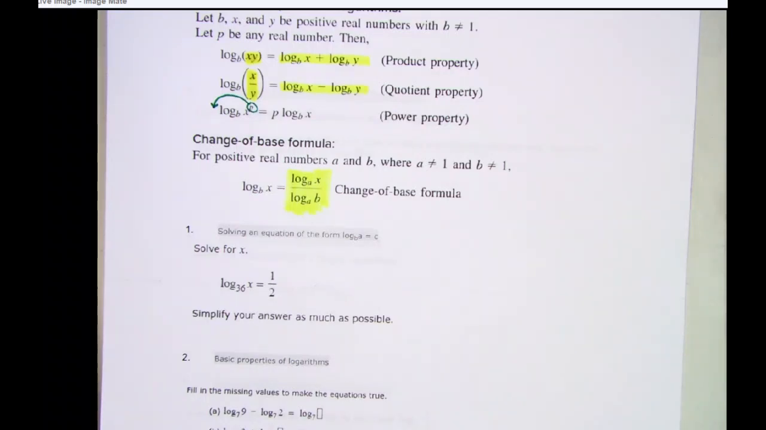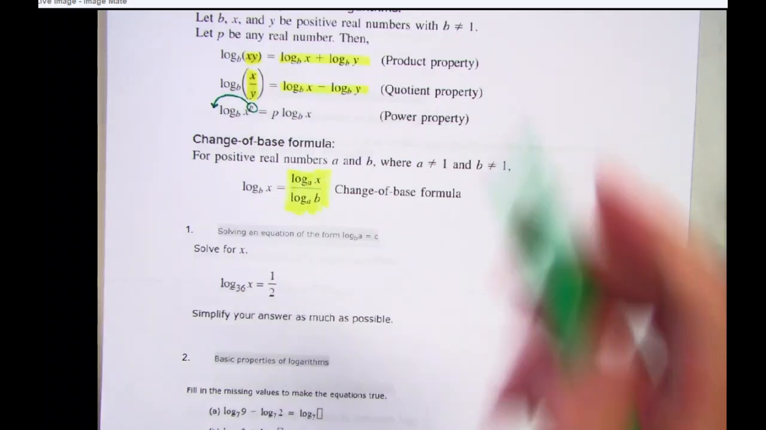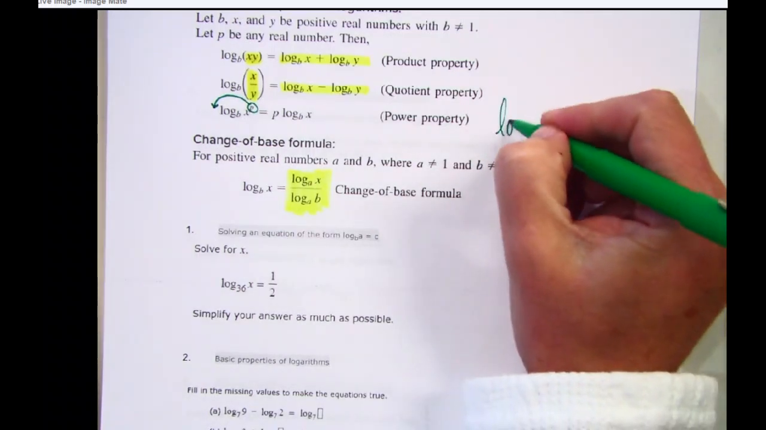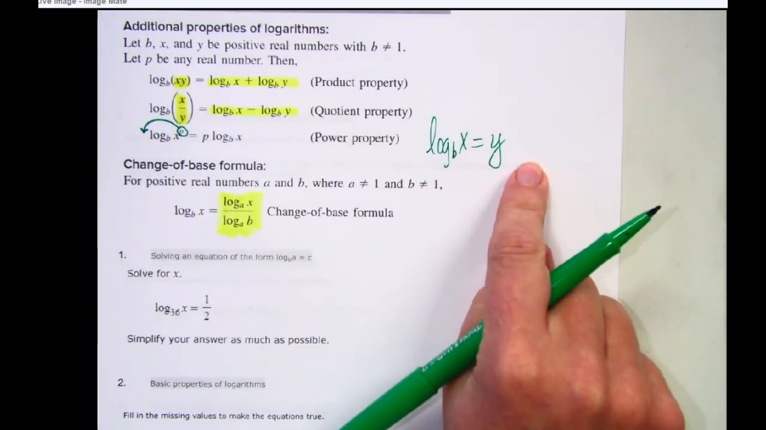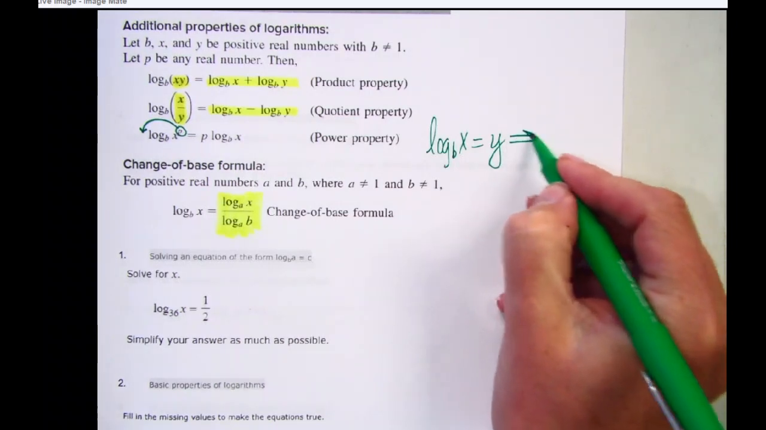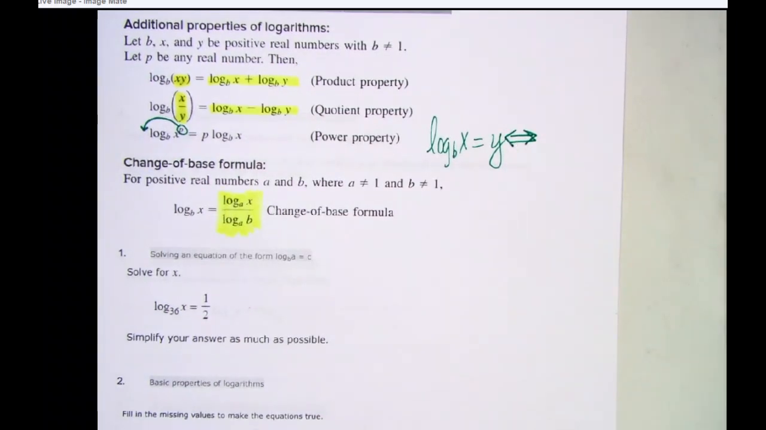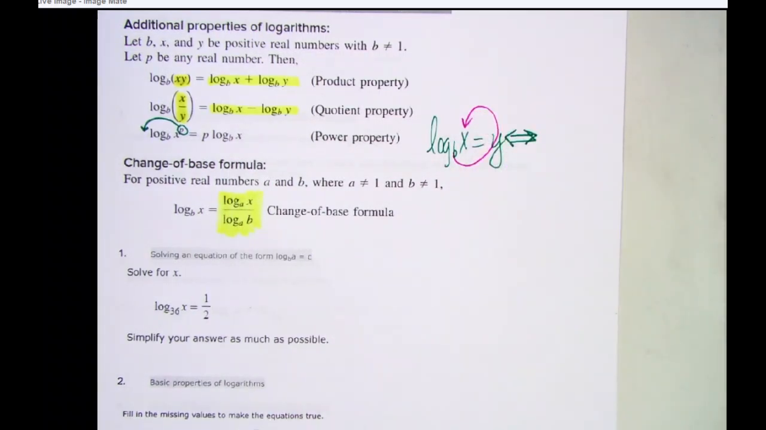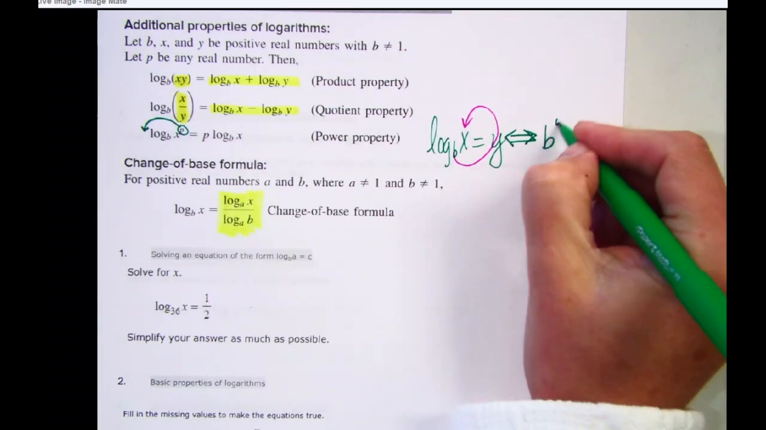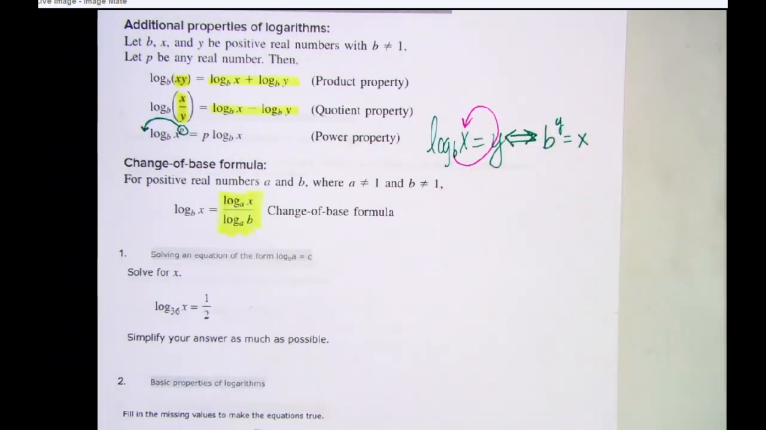Also, we'll be doing a lot of moving from logarithm form to exponential form. So let's remember, if we've got log base b of x equals y, and that's logarithm form, what does exponential form look like? Good. b to the y equals x. Yep.